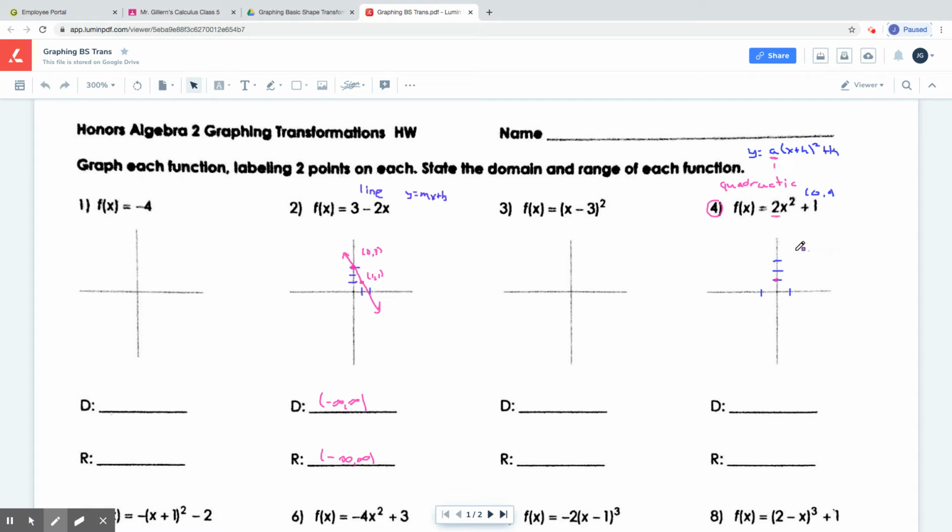We always go to the right and left 1. Always the right and left 1. So in this case, since it's positive, we're going to go up 2, to the right 1. And our graph just looks like that. All right, we're at, what was that, 1, 3. All right, 1, 3, -1, 3, and 0, 1.